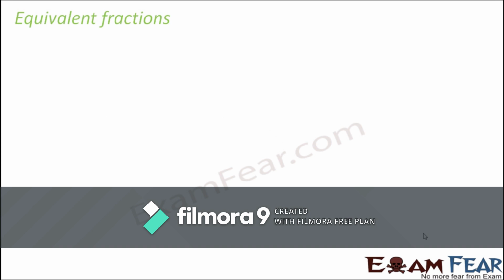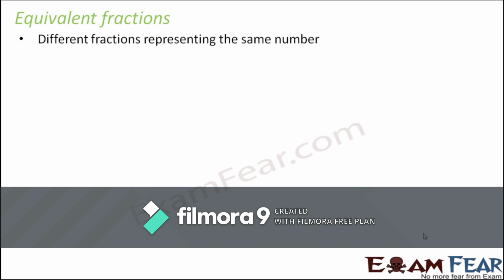Equivalent fractions. So what are equivalent fractions? These are different fractions representing the same number. Like the example I considered, when you think of 9 by 3 and compare it with 21 by 7, they are definitely two different fractions. But these two fractions are representing the same number, and that is why they are categorized as equivalent fractions. Now, had we wanted, we could have called them equal fractions, but they are not equal because the fractions are actually different, but they are representing the same thing. That is why they are equivalent.